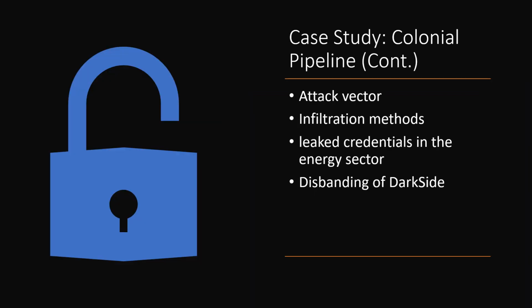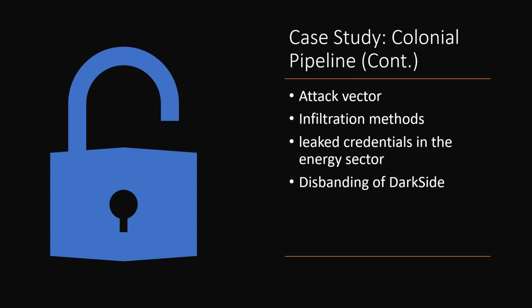So the initial attack vector was very simple. It was actually a leaked password to a VPN sign-in. The attackers were able to use this sign-in without multi-factor authentication because it wasn't implemented and simply sign on and then begin their attack there. And this is actually very common. 77% of the energy sector has at least one leaked credential in the past couple of years.